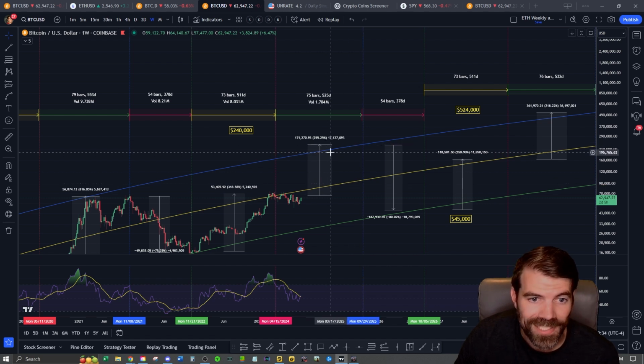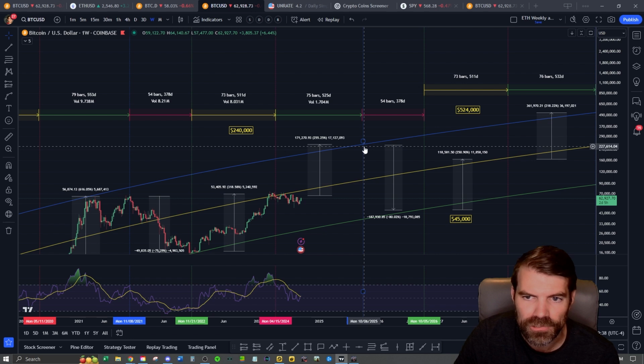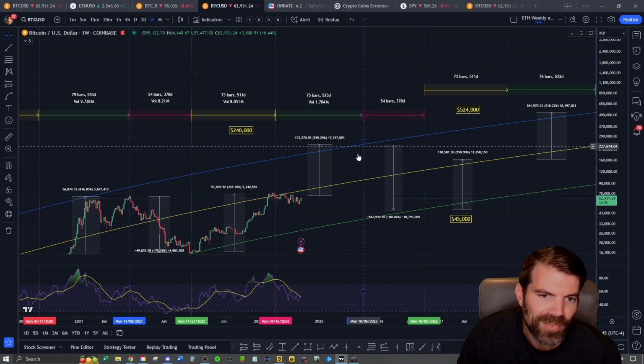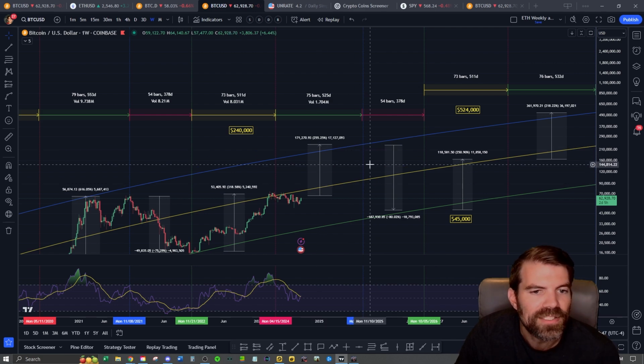Great. So what are we going to see here? Now, if we hit this blue line perfectly, we're going to be at about $225,000, okay? So this one doesn't give you an exact time, but you can see when you're approaching where the top should be.